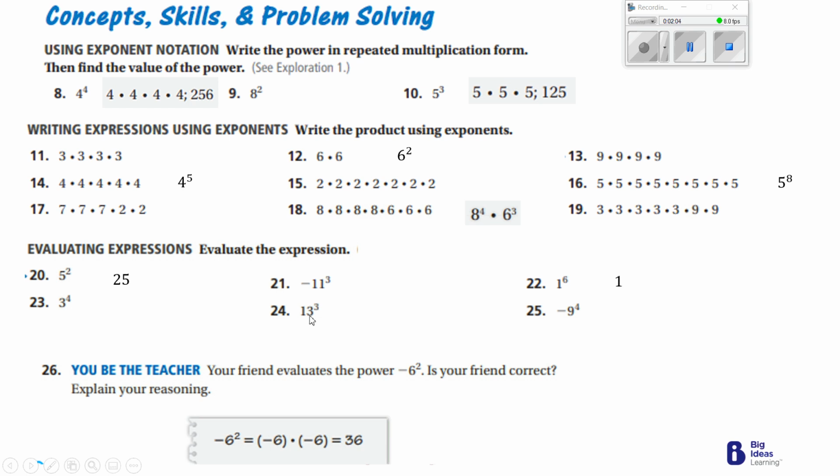Number 24, I'm taking 13 and multiplying it to itself 3 times. If I did this, it would be 13 times 13, which I believe is 169. And then I would multiply it by 13 again, and that would give me 2,197.